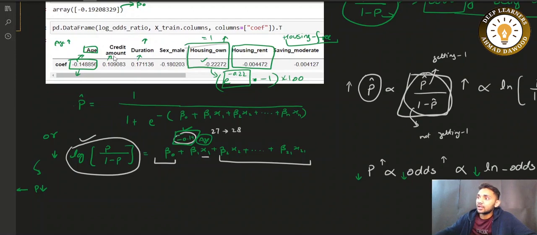In the same way, you can compare for the rented house. Housing rent means here minus 0.004, which means a customer who has a rented house has log of odds 0.004 less than the customer who has a free house. Okay, in this way you can interpret. And if I show you here.